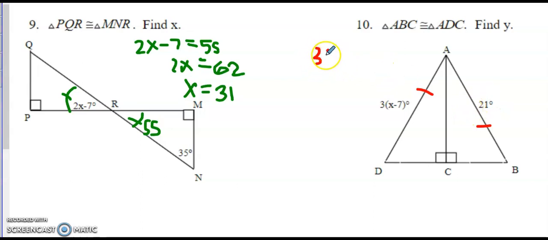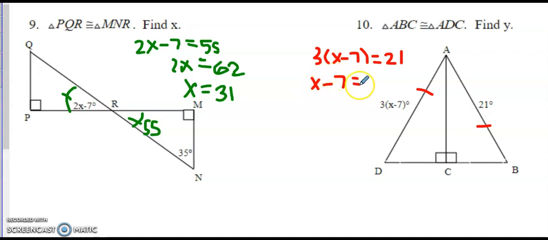So 3 times the quantity of x minus 7 equals 21. Now this may be where we have a slight difference in solving the problem. I know a lot of you have been taught to multiply through by 3 to get rid of the parentheses, but I know that 3 is a factor of 21. So I'm going to divide both sides by 3.